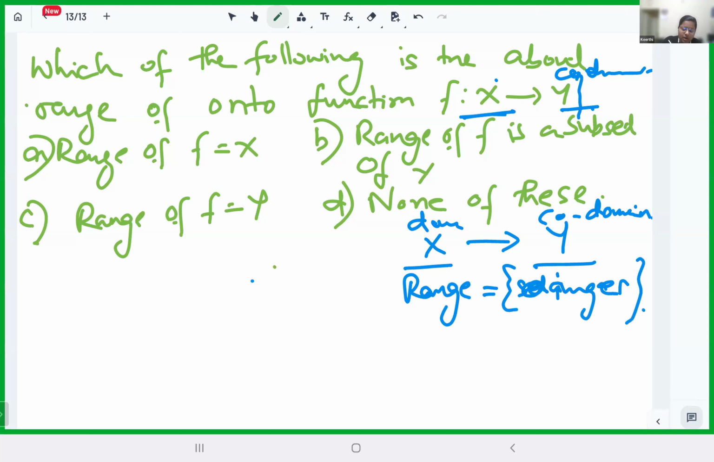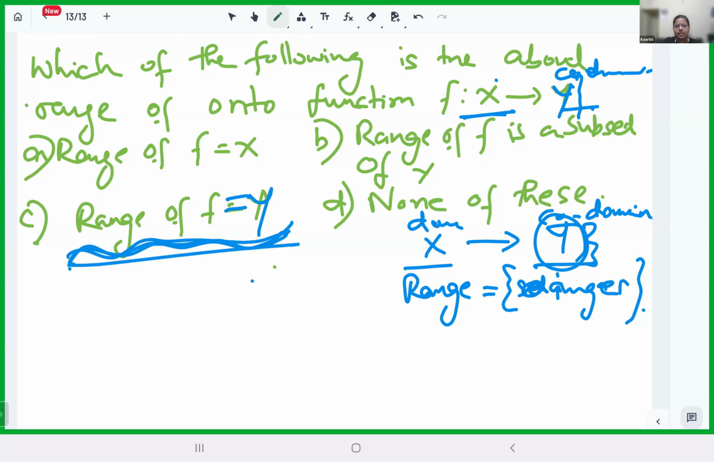And we know that for a function to be onto, every element in Y should have a pre-image. It means the codomain itself should be the range, right? So what can you say about the range of the function f? The range of f should be equal to Y. The range should contain all the elements in Y. So range of f is equal to Y. It is a direct application of the definition of onto function.